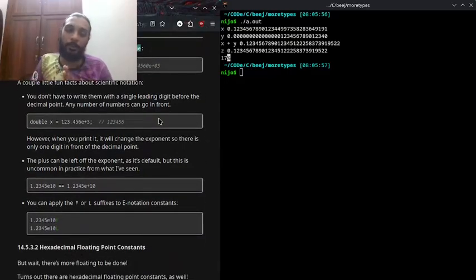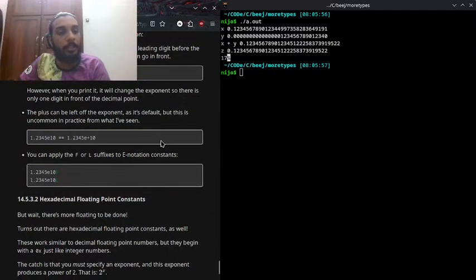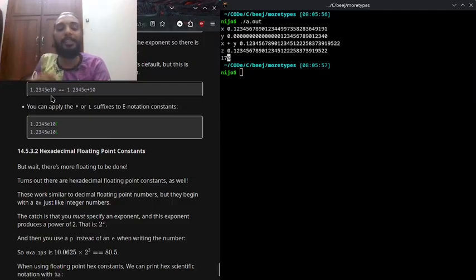A couple little fun facts about %e. You don't have to write them with a single leading digit before the decimal point. Any number of digits can go in front. However, when you print it, it will change the exponent, so there is only one digit in front of the decimal point. The plus can be left off the exponent as it's the default, but this is uncommon in practice from what I've seen, because it's not very readable. You can apply the f or l suffixes to e notation constants.